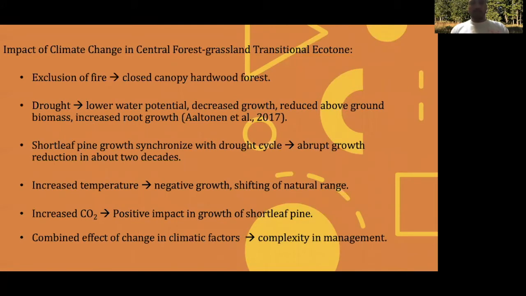Some other impacts of climate change in the ecoregion include transition of savanna and grassland, pine and oak forest into closed canopy hardwood forest, fluctuation in water potential and water uptake resulting from drought, decline in tree growth rate due to too high temperature, northward shifting of natural habitat range of flora and fauna, and increase in carbon dioxide leading to increased growth. Moreover, multidirectional change in climate parameters such as temperature, carbon dioxide, human intervention, and disturbances have introduced complexity and uncertainty in the management of the dynamic transitional ecoregion.